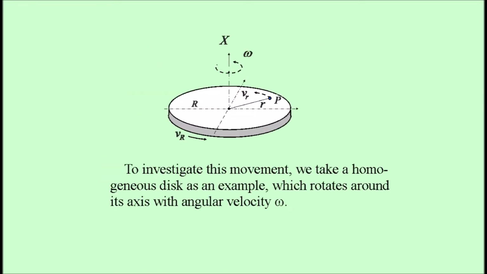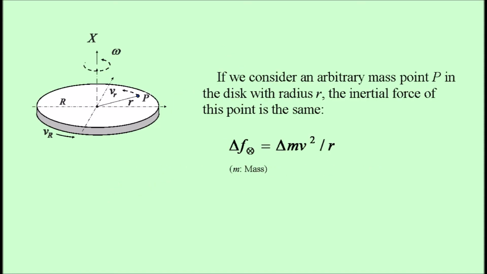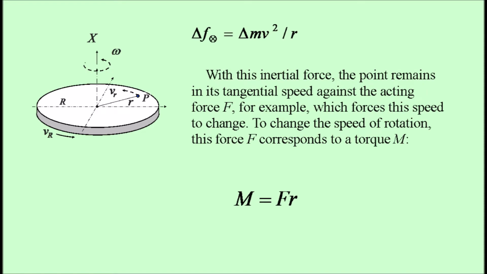To investigate this movement, we take a homogeneous disk as an example, which rotates around its axis with angular velocity omega. If we consider an arbitrary mass point P in the disk with radius r, the inertial force of this point is the same. With this inertial force, the point remains in its tangential speed against the acting force F, for example, which forces this speed to change. To change the speed of rotation, this force F corresponds to a torque M.